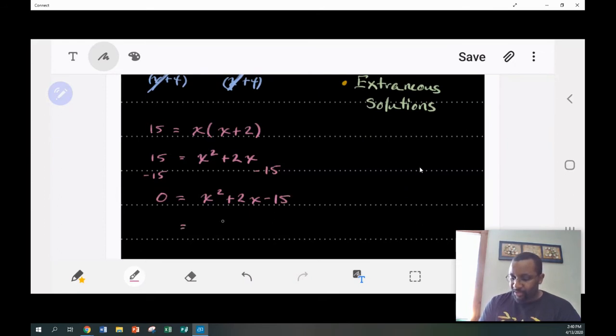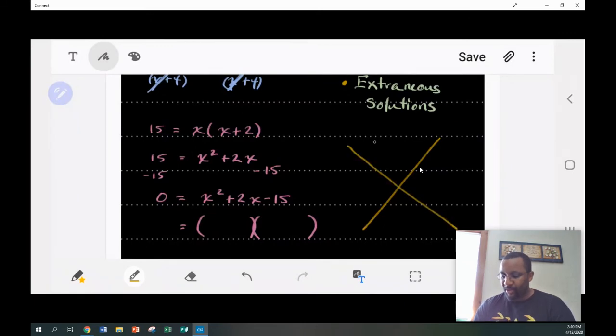And so now you should be able to think to yourself for a second, can this factor out into something? This might be the time where you make your x and you say to yourself, okay, what can I multiply together and get negative 15, but when I add them together, my sum is 2? And you're going to say, oh, that would be 5 and negative 3. 5 times negative 3 is negative 15, and 5 plus negative 3 is just a positive 2. So that's the one we wanted right there.